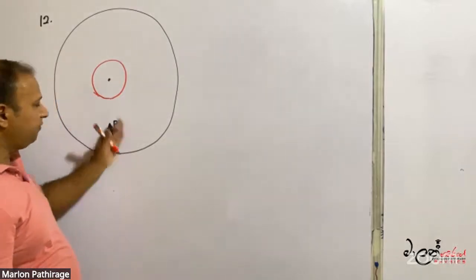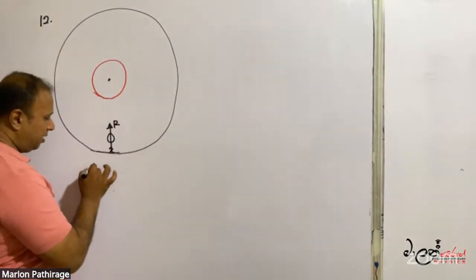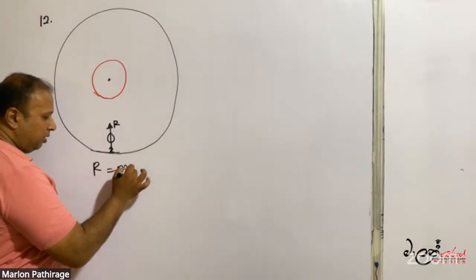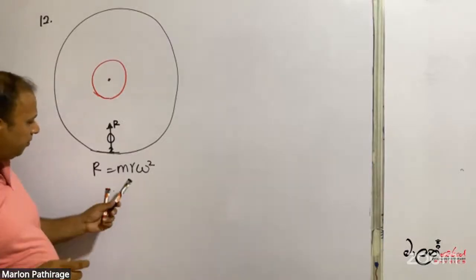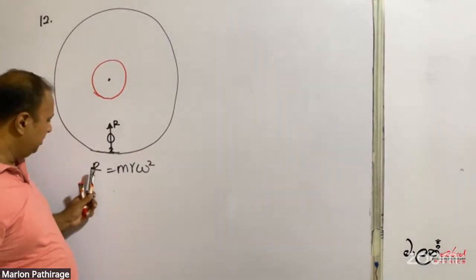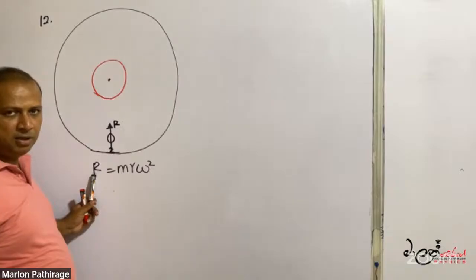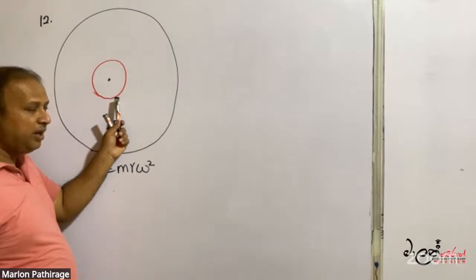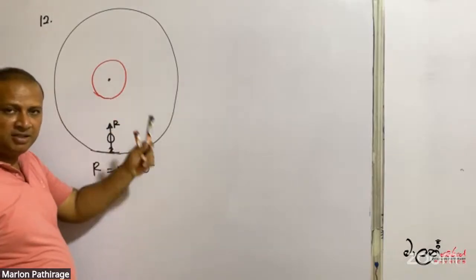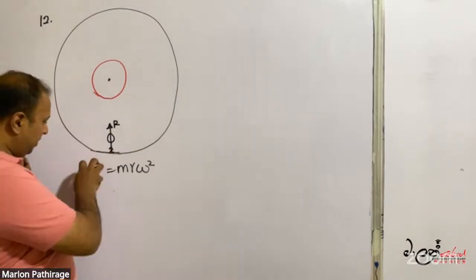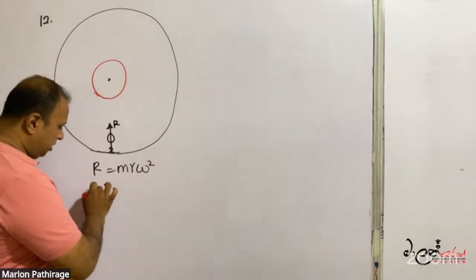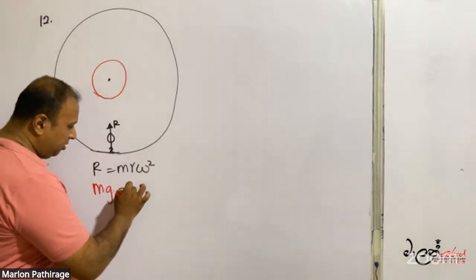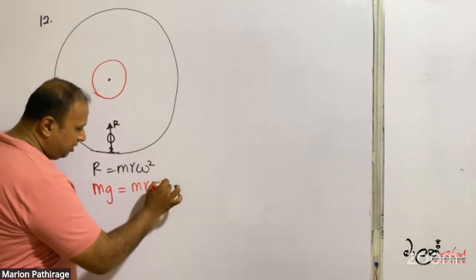Therefore, if we apply F equals ma in this direction, R should be equal to m r omega squared. You are asked to determine omega so that this contact reaction is equal to the weight on the earth. If it is equal to the weight on the earth, it should be equal to mg. Therefore, if this is mg, what would be omega?